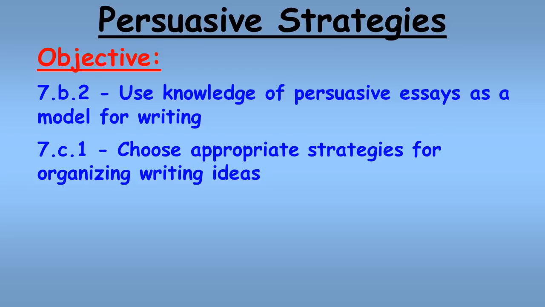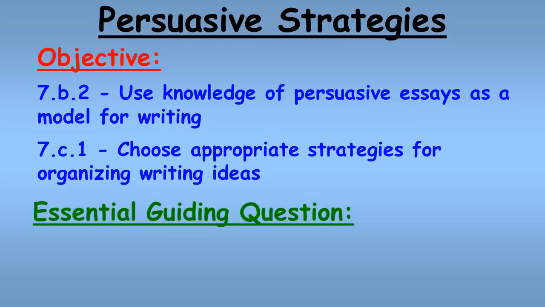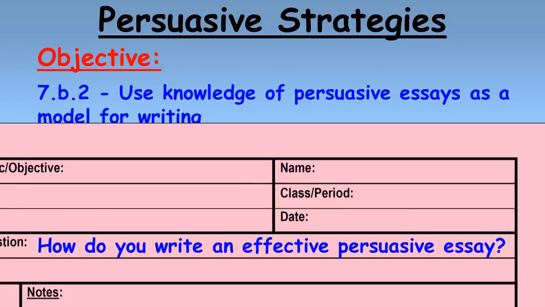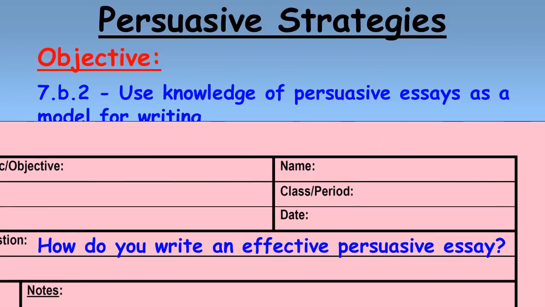Now, these objectives will lead us to our essential guiding question, which you will want to write down at the top of your Cornell notes. Our essential guiding question, put simply, is how do you write an effective persuasive essay? You'll want to put that right here at the top of your Cornell notes, just below the topic. Once you've done that, you're ready to proceed.